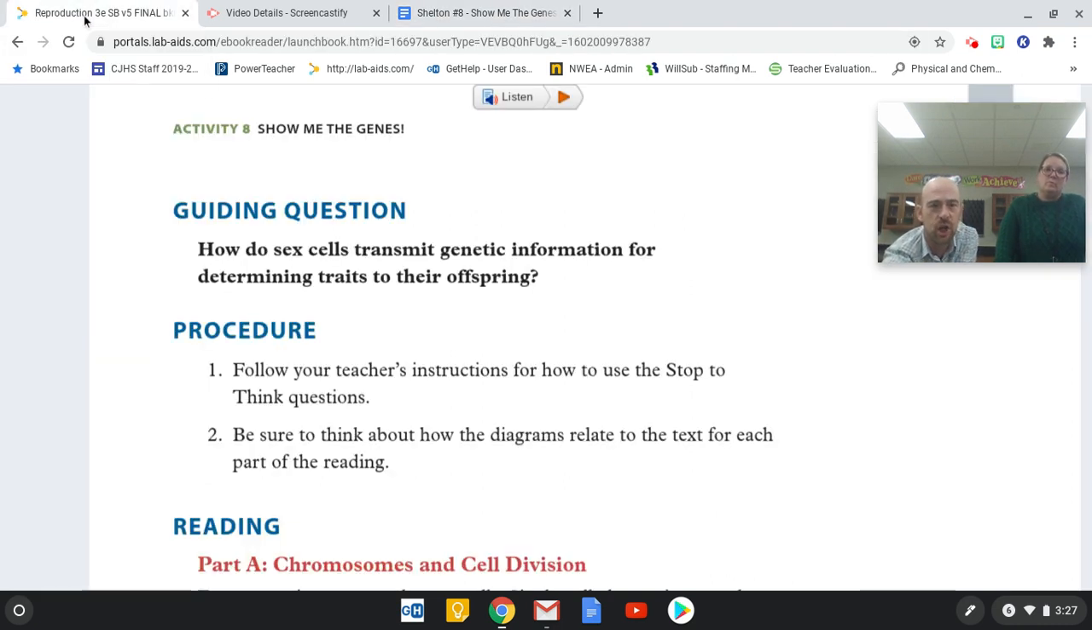Then be sure to think about how the diagrams relate to the text for each part of the reading. So that's your clue. You can't just read it and get all the information. You're going to have to read it, look at the diagrams, and see how the diagrams match up with what you're reading in the text in order to answer the question. If you only do one, you're not going to get the information. You have to do both. This is what makes the lesson a little harder because now you're working with diagrams and text. That means you're going to have to put on your thinking caps and think. All right, let's move on to the reading.